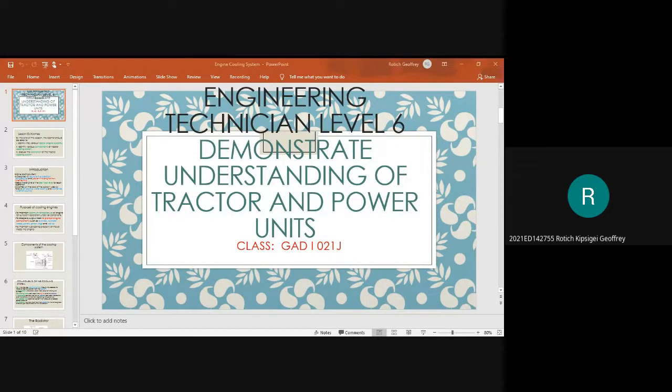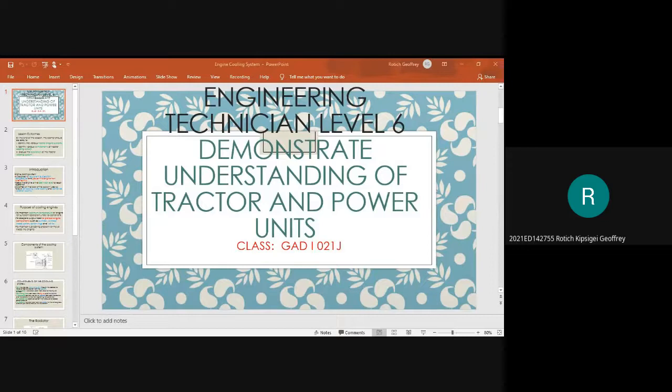This is a class on demonstrating understanding of tractor and power units. In our previous class, we discussed the sources of power. What were the sources of power, Ronald? One of the sources of power in the farm is animal. We also have engines. We also have human power. Okay, thank you so much.